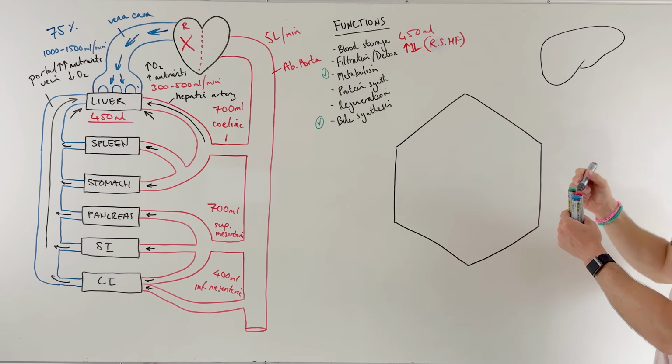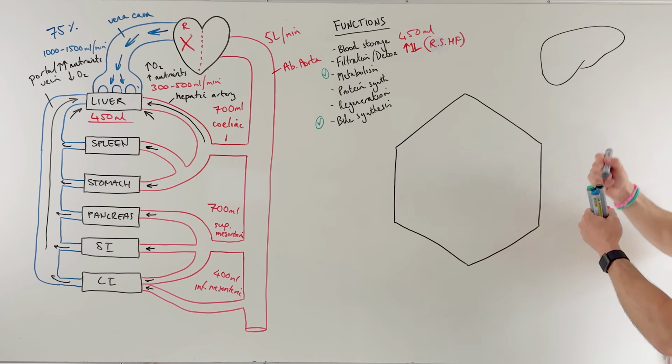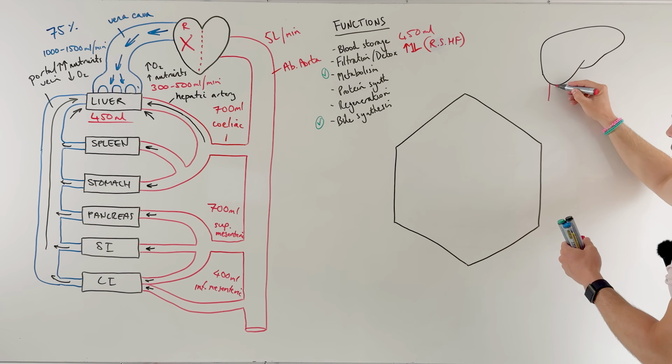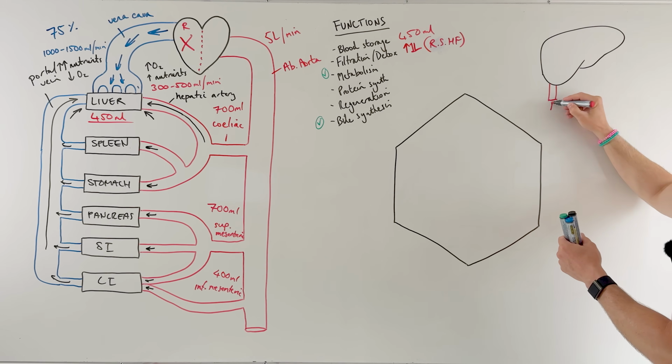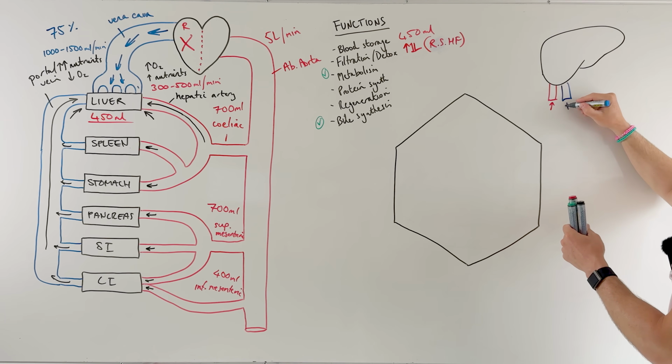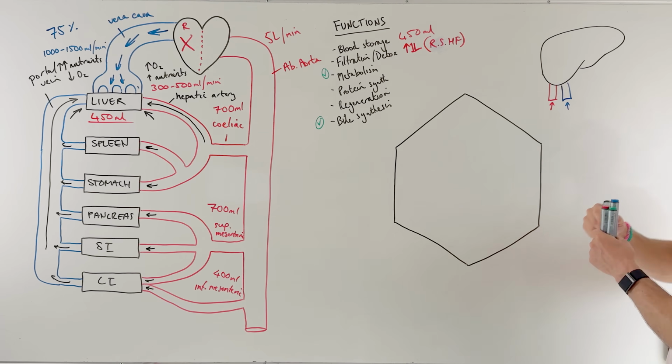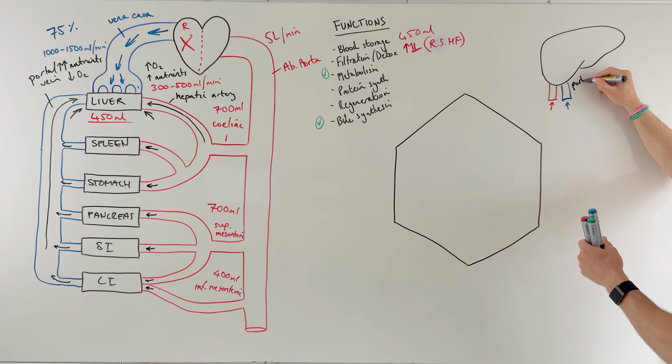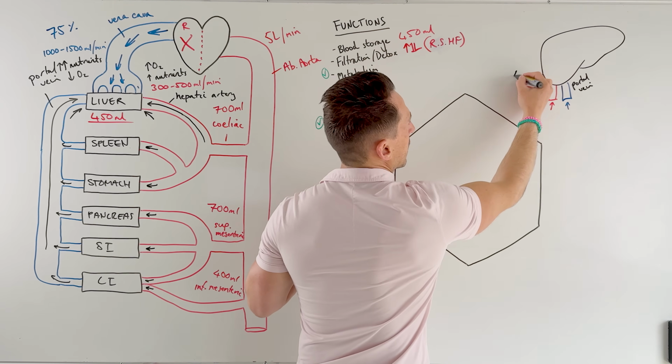All right, so there's a liver. Remember we said you've got a blood supply entering here and another blood supply entering here. Do you remember what they were called? This one's going to be called the portal vein. And this one's going to be called the hepatic artery.